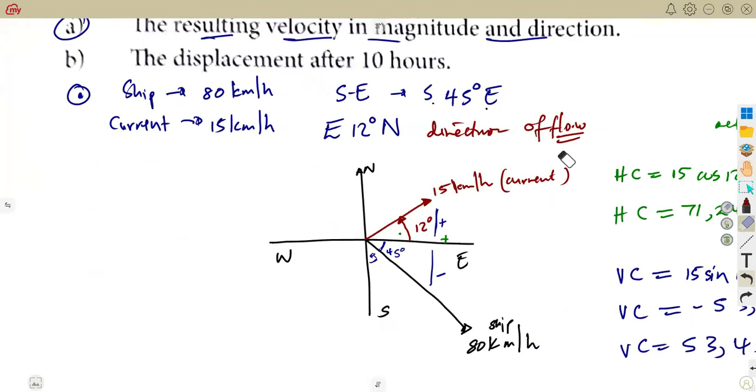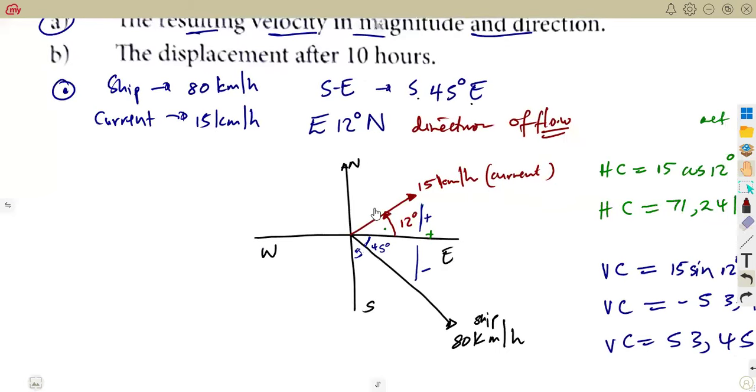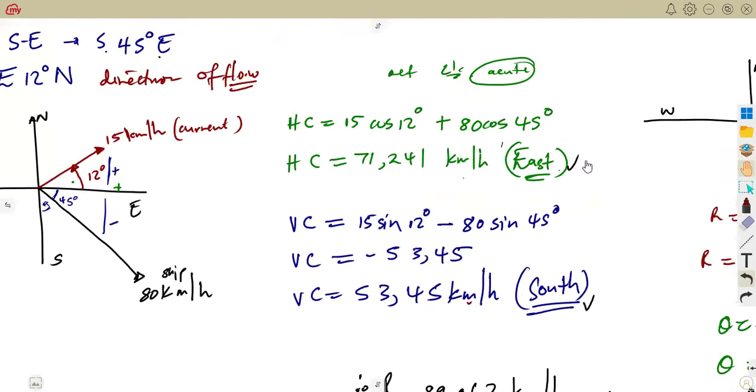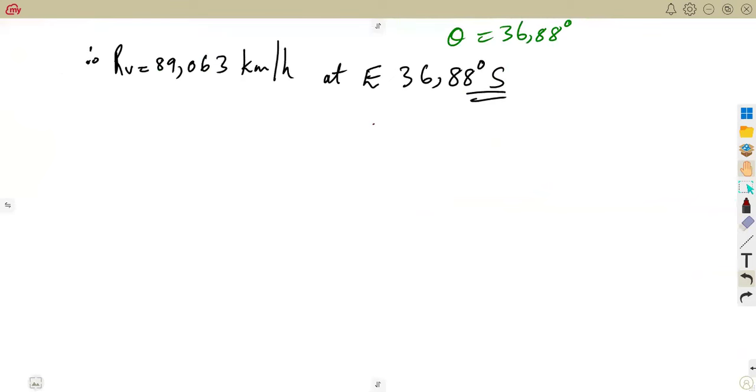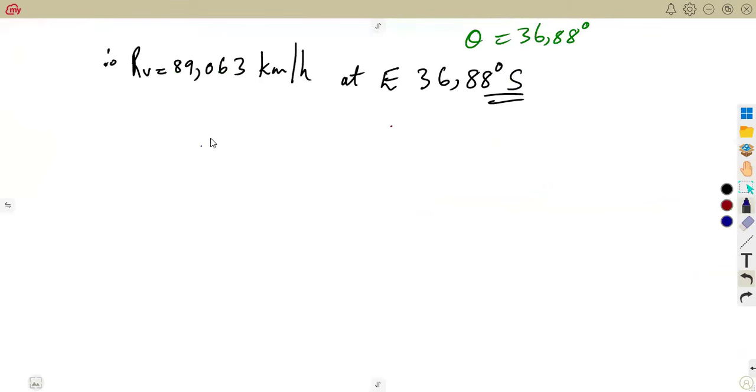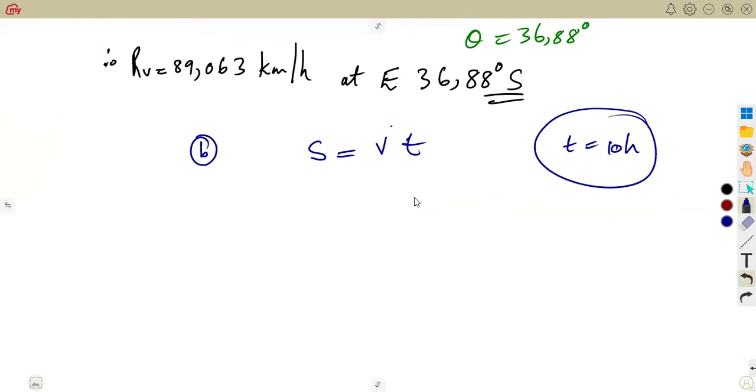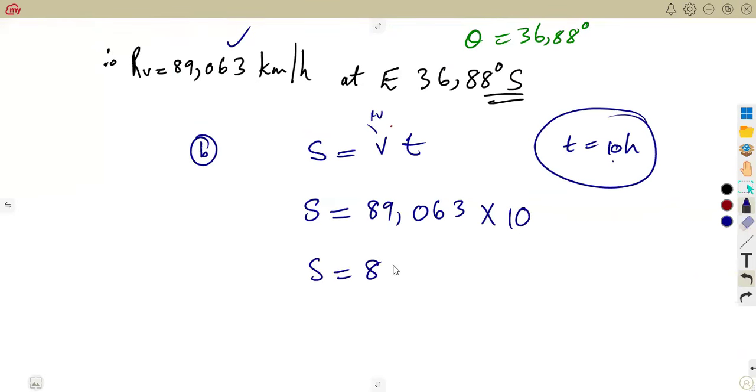As you can see, it is just like the previous question. Displacement, velocity times what? Time. So we're going to take our resultant velocity that we calculated here. So displacement is velocity times time. Remember, they said for 10 hours. So our displacement, with this resultant velocity, is 89.063 times the time frame, 10 hours.